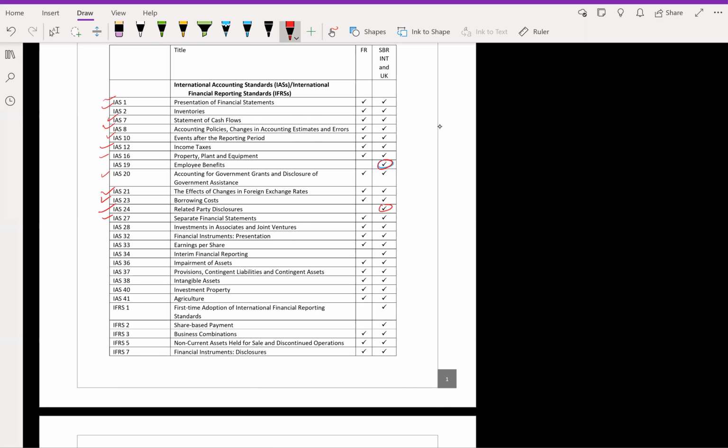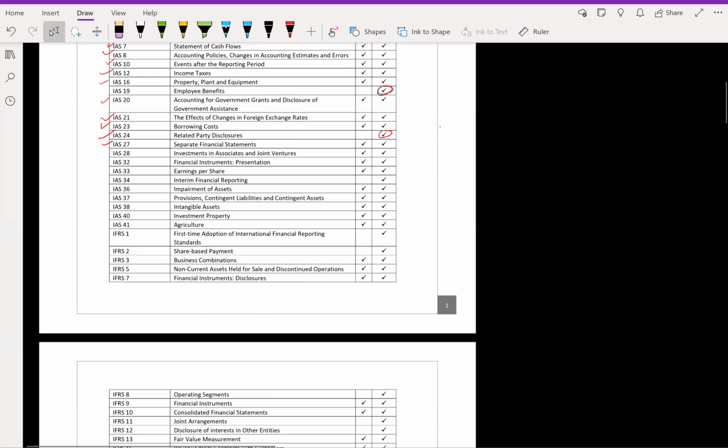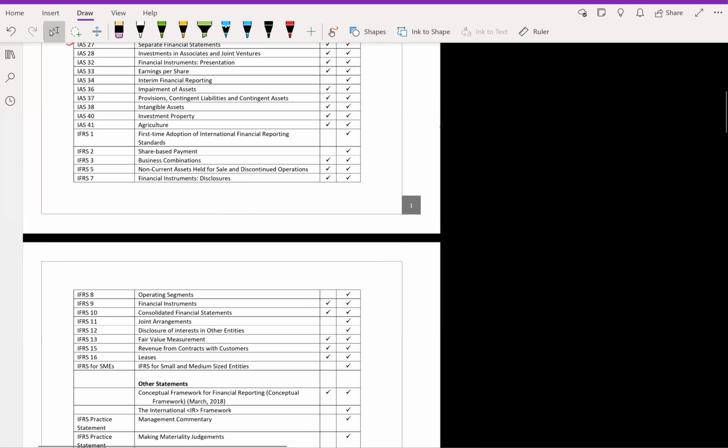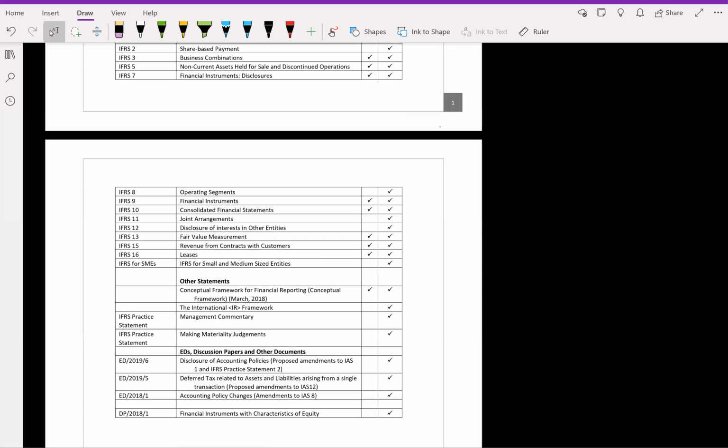IAS 27, you guys know. IAS 28, 32, 33, 34 is new in SBR. 36, 37, 38, 40, 41, you guys know all of these standards. IFRS 1 is new in SBR. IFRS 2 is new in SBR. IFRS 3, you know. IFRS 5, you know. IFRS 7, you know. IFRS 8, for example, is a new standard. IFRS 9 is in both SBR and F7.